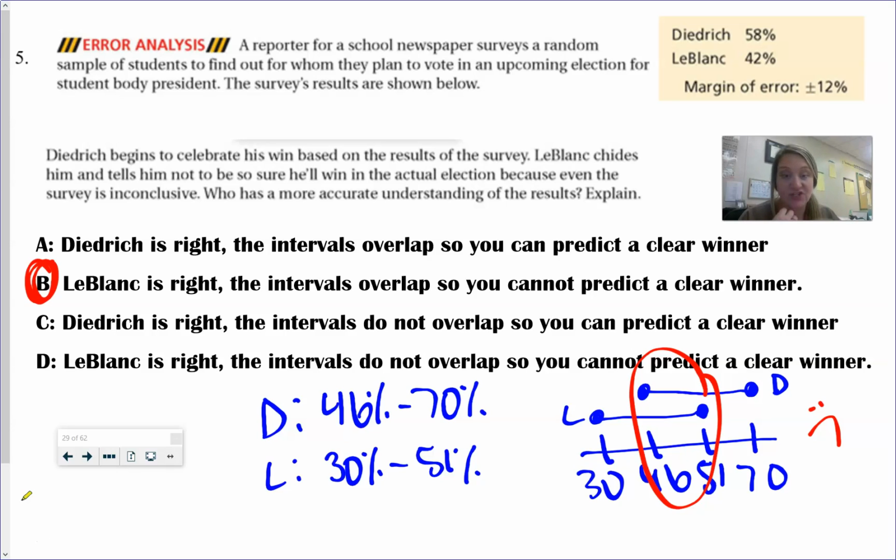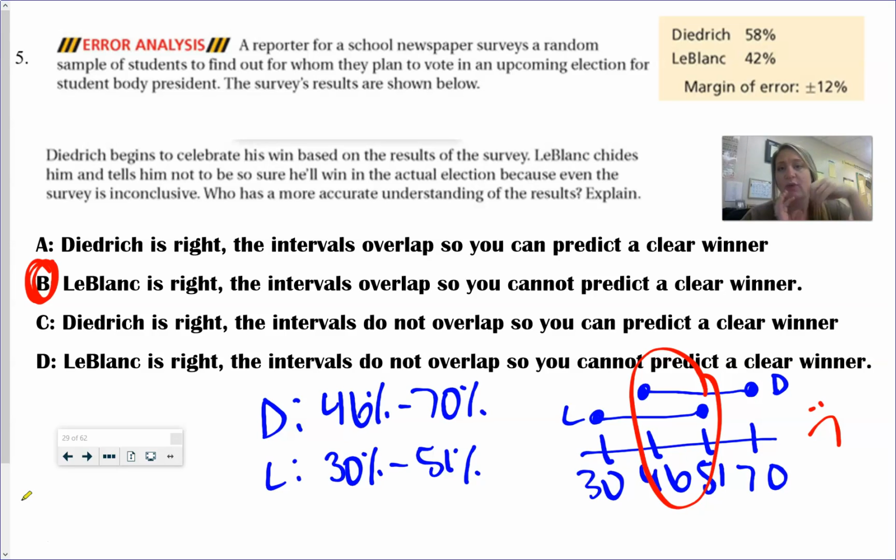All right? If Diedrich is 46 and LeBlanc is 51, then LeBlanc wins, right? Or it could be flip-flopped. Diedrich could be 51%, right? And LeBlanc could be 46%. Both of those scenarios are possible in this interval. Okay? So we cannot predict a winner for this particular election. They would have to do it again. Okay? And figure out why their margin of error is so high.